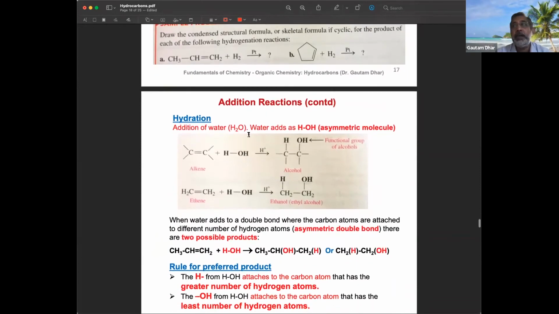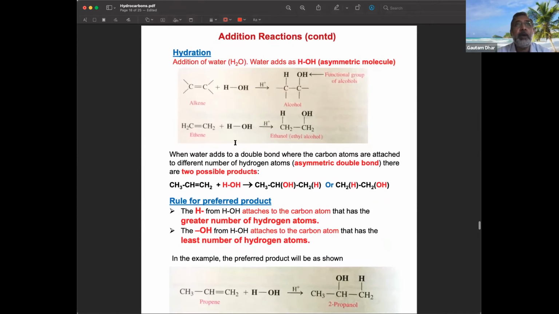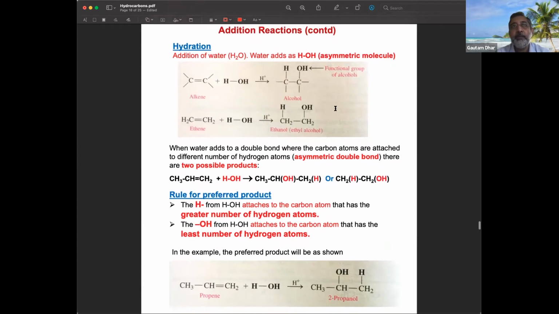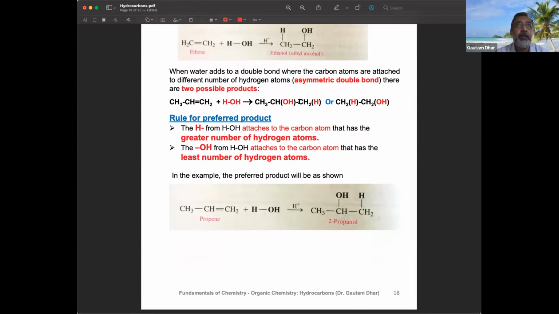So hydration is the addition of water. It's the same addition reaction, HX kind. So H-OH, that's water. You are adding H on one and OH on the other. Now when you are adding, if it is a symmetric molecule, it doesn't really matter where H goes and where OH goes. It is the same. But if it is an unsymmetric molecule, with a different number of hydrogen atoms, then there are two possible products. H can go to carbon one or to carbon two.